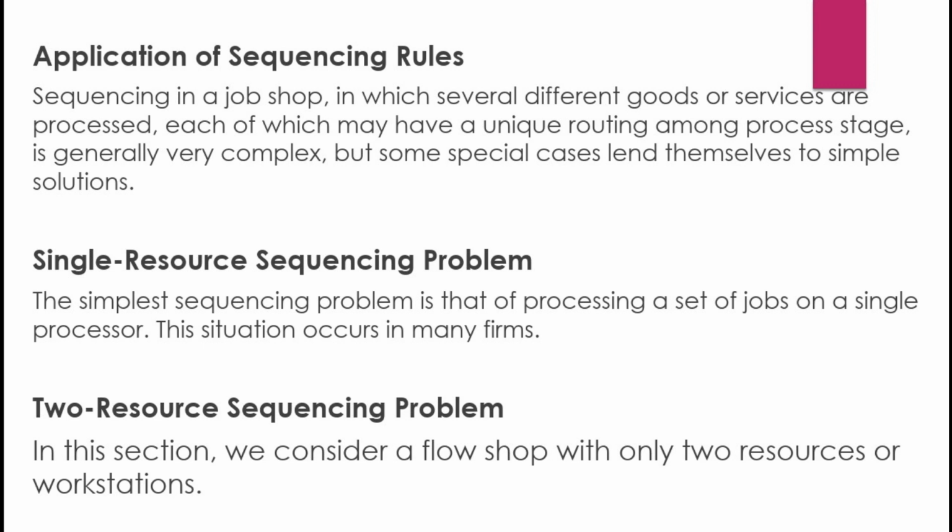Single resource sequencing problem. The simplest sequencing problem is that of processing a set of jobs on a single processor. This situation occurs in many firms. For example, in a cereal manufacturing process, a bottleneck workstation controls the output of the entire process. Two-resource sequencing problem. In this section, we consider a flow shop with only two resources or workstations.